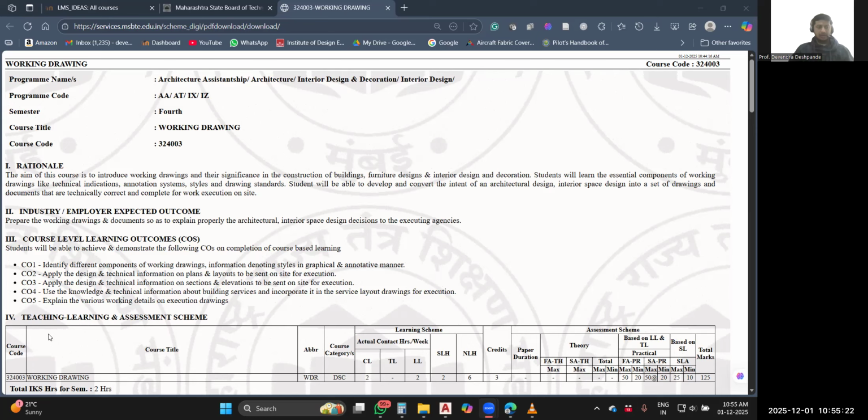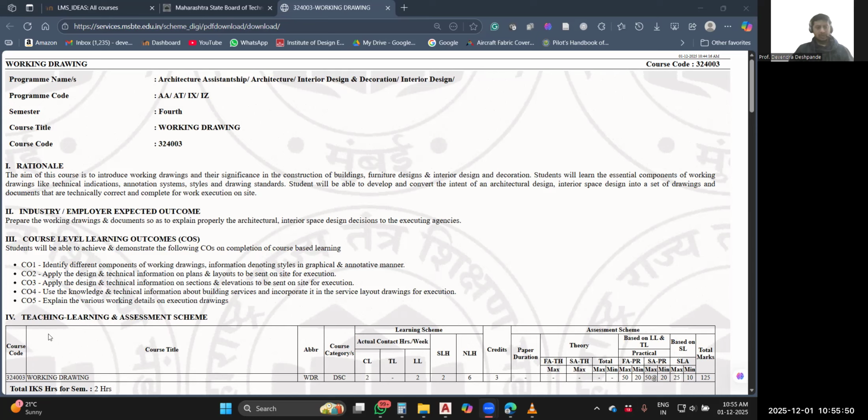Next, what are the course level learning outcomes, COs, for this course? So there are in all 5 course outcomes planned for this course. The very first is to identify different components of working drawing, information denoting style in graphical and annotative manner. That is the first course outcome.